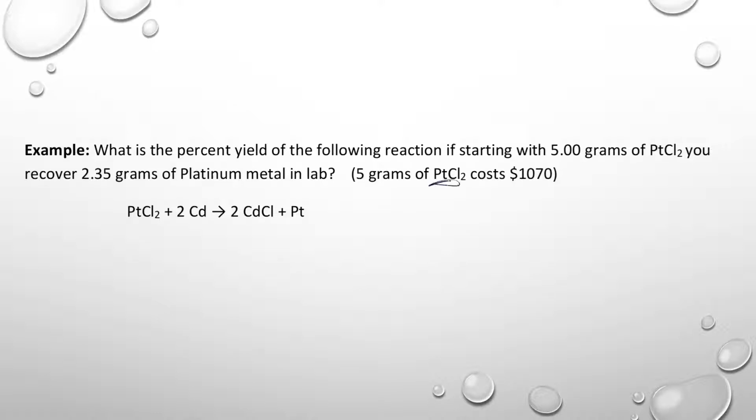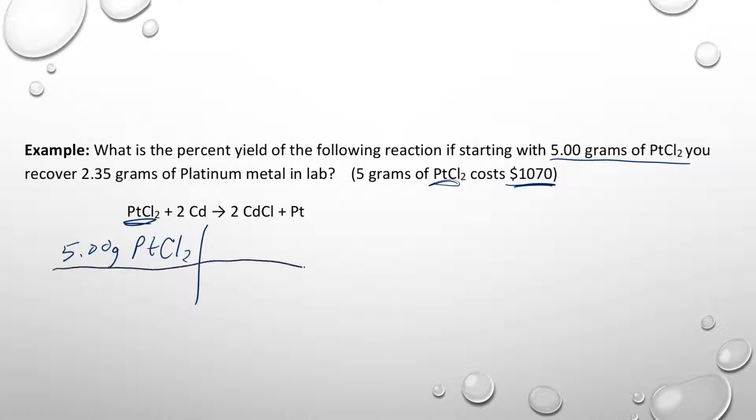So platinum chloride, because it has platinum in it, it costs $1,000. If you have 5 grams of platinum chloride, that costs you $1,000. So 5.00 grams of platinum chloride. And that's a lot of money. And you want to get this platinum out of it. So you're trying to get out of it this platinum here.